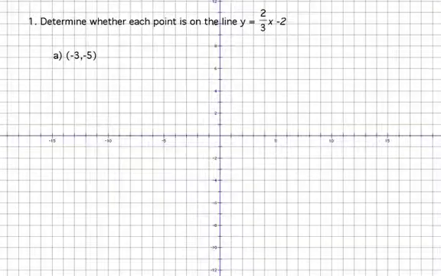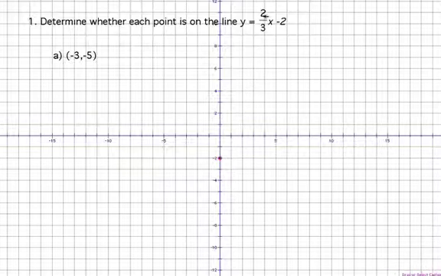Now what we want to do is take a look at the example we were just working on, where we determined that the point -3, -5 was not on the line y equals 2/3 x minus 2. So what we're going to do is graph the line and see what this looks like on an actual grid. First thing we want to note is that the y-intercept, this is our b, -2, tells us where the line is going to cross the y-axis. So we're going to have the line cross at 0, -2.